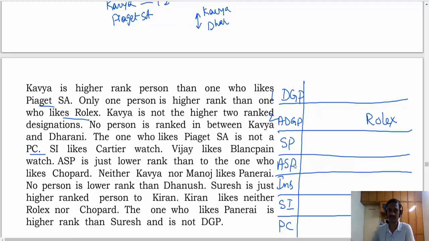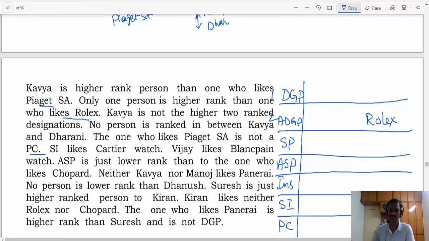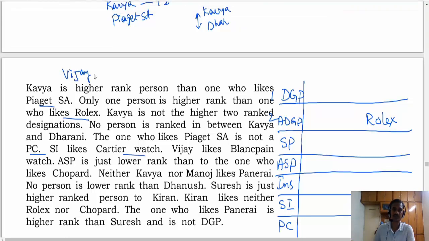SI likes Cartier. SI, what is the watch he likes? Cartier. SI likes Cartier watch. Vijay likes blank pen. Now this person likes blank pen. ASP is just lower rank than the one who likes Chopard. Hence the person who likes Chopard is SP. SP likes Chopard and ASP is just below that person.